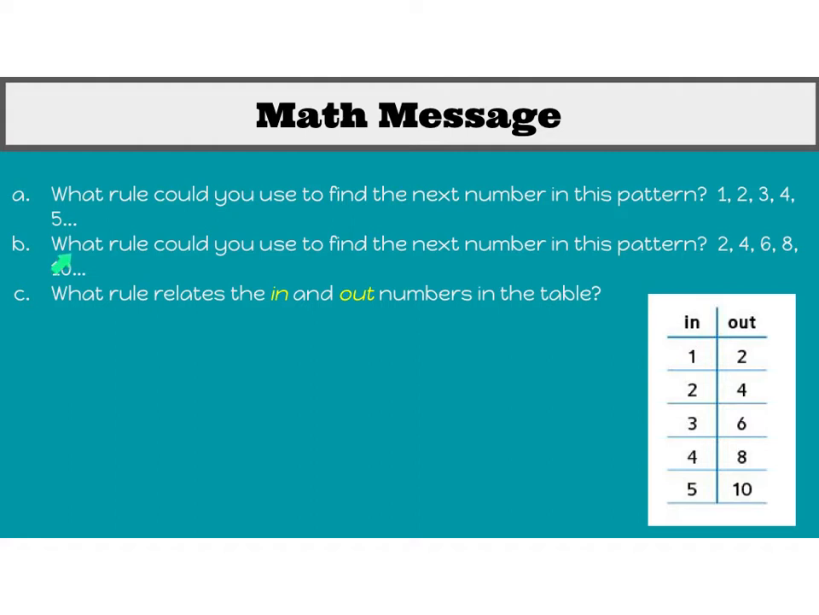Then we're going to look at the second question. What rule could you use to find the next number in this pattern? We have 2, 4, 6, 8, and then 10, which happens to be the numbers here on the outside of our in and out table. Go ahead and write your answer. Pause your video if you need to.